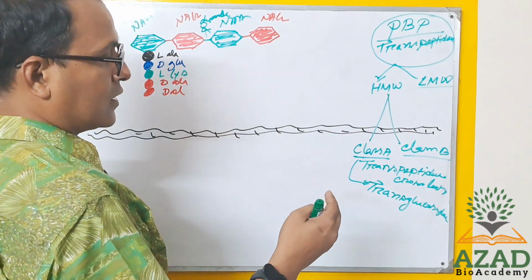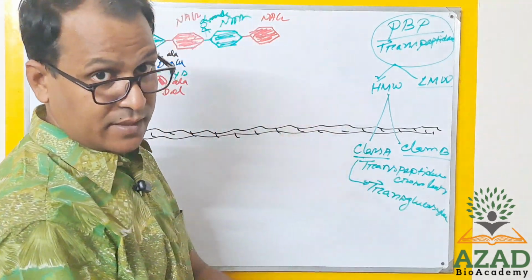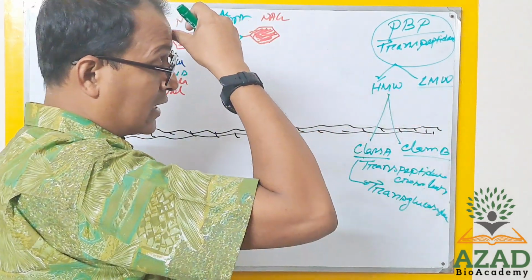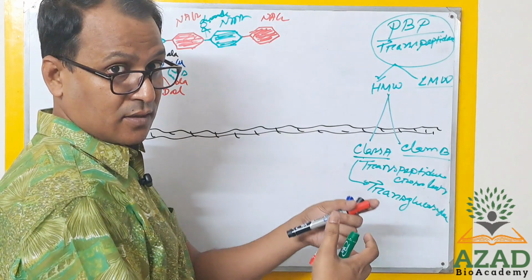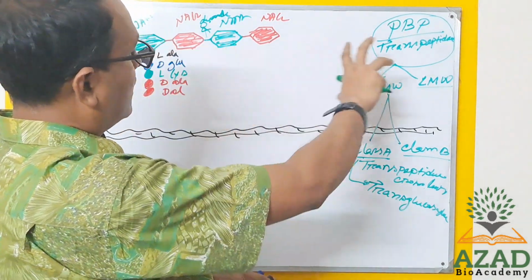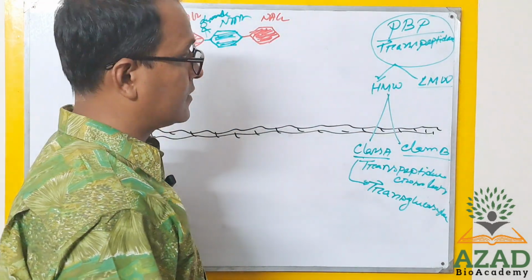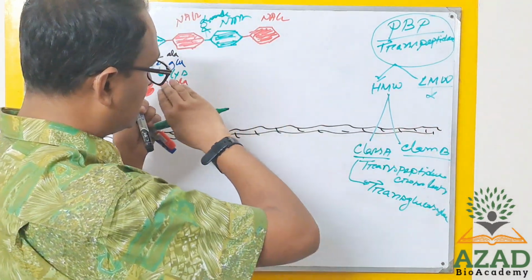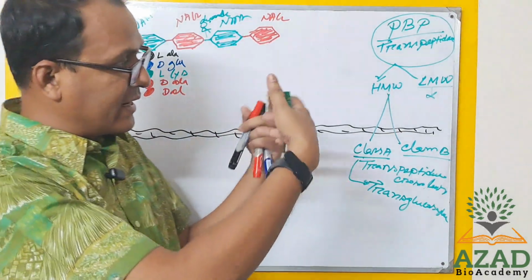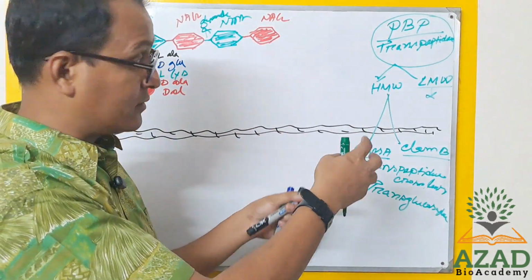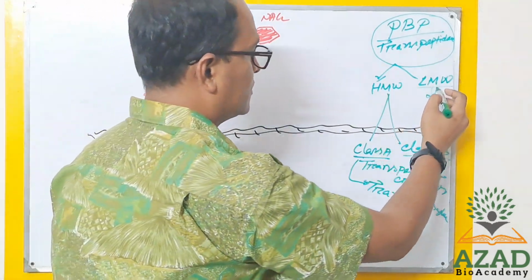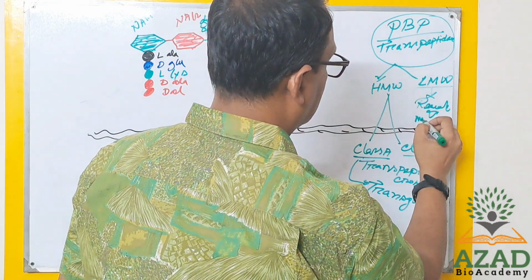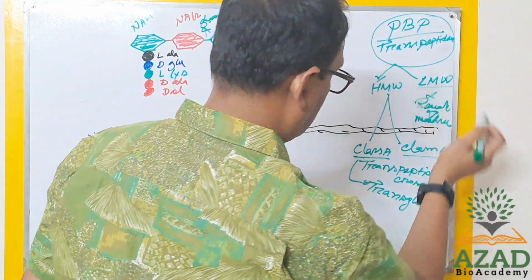And the low molecular weight PBP, that is a transpeptidase enzyme, has a different role, that is decarboxylation. You can say endopeptidase activity. That means it is basically responsible for remodeling or maintenance of the peptidoglycan layer. So it has decarboxylation, that is cleavage activity, and remodeling activity of the peptidoglycan. So you can say remodeling and maintenance activity.